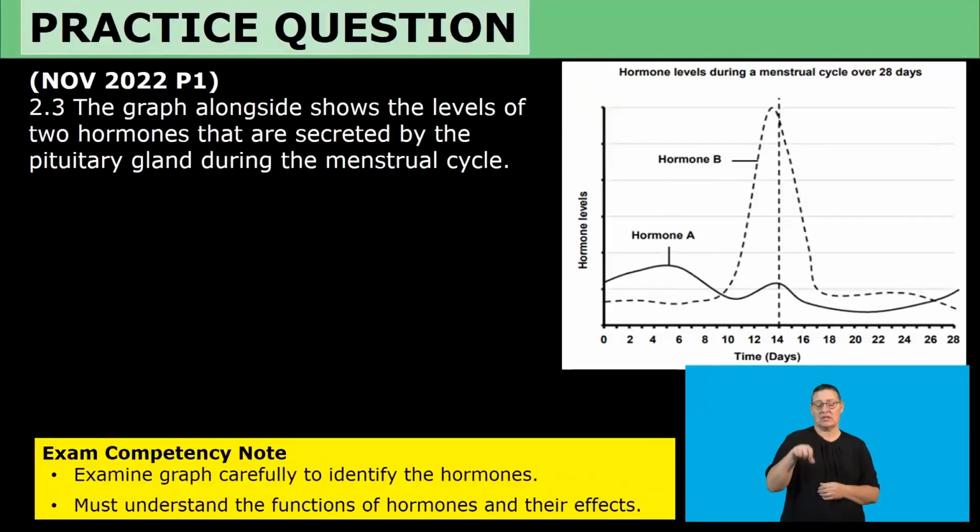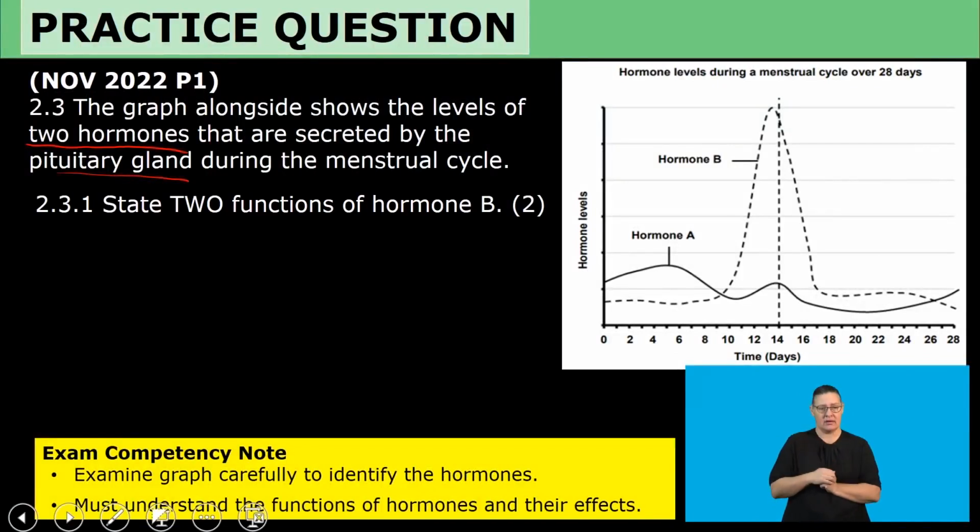Welcome back, learners. We are still busy with practice questions for our menstrual cycle. Let us look at November 2022, paper 1, question 2.3. The graph alongside shows the levels of 2 hormones that are secreted by the pituitary gland during the menstrual cycle. We've got hormone A and hormone B. Don't forget, you must always come and familiarize yourself with a diagram or a graph or a table. Whatever data that is provided on the question, you need to be familiar with.